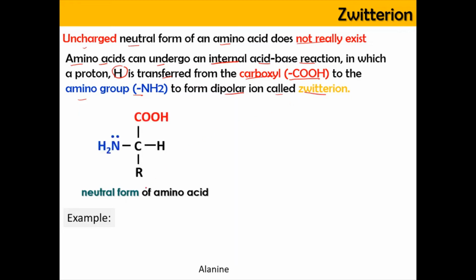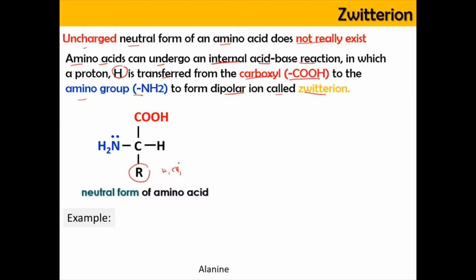So let's say if we have a neutral form of amino acid here, and R here can be hydrogen or CH3 or any aryl group. Okay, so this is the neutral form that we usually draw for our structure.